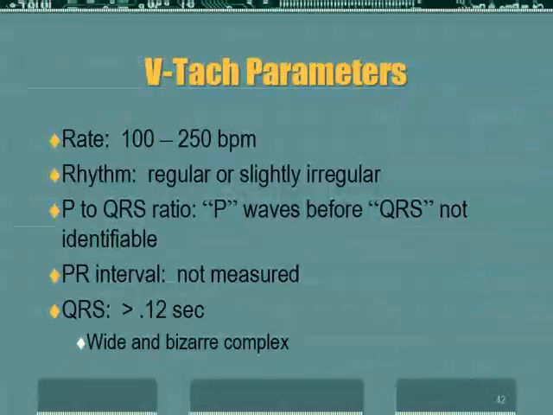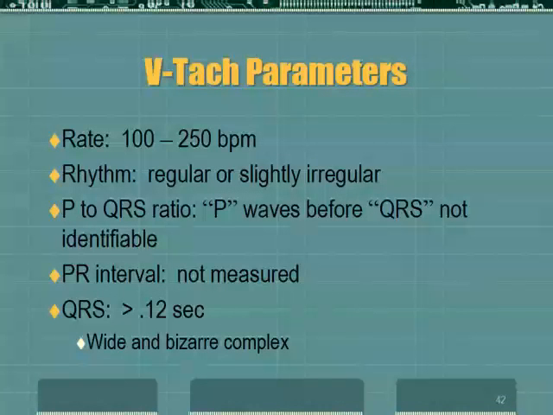Here are your parameters for VTAC. As you can see, the rate's going to be 100 to 250. The rhythm may look regular or irregular. There's not going to be P waves before the QRS complexes, and so obviously you can't measure a PR interval, and the QRS is going to look wide and bizarre, so it's going to be over the 0.12.